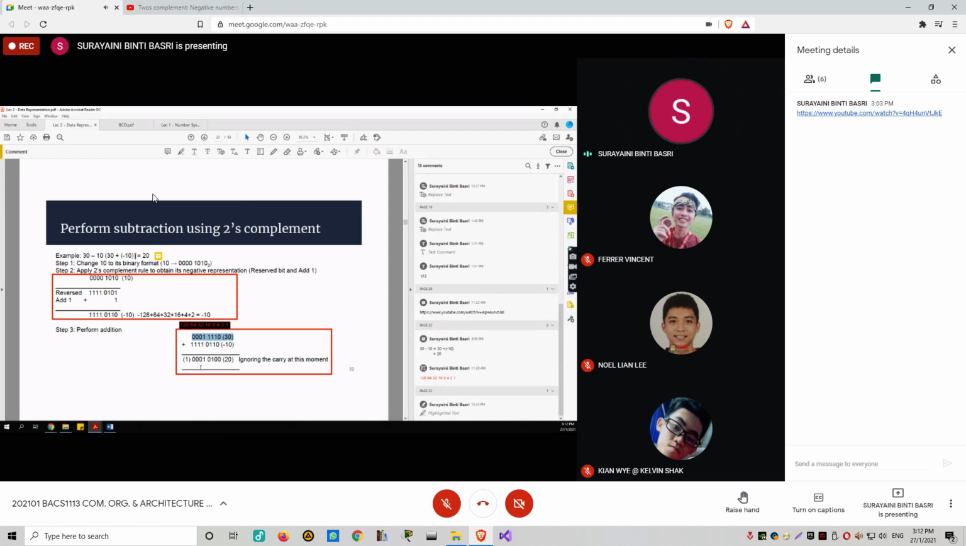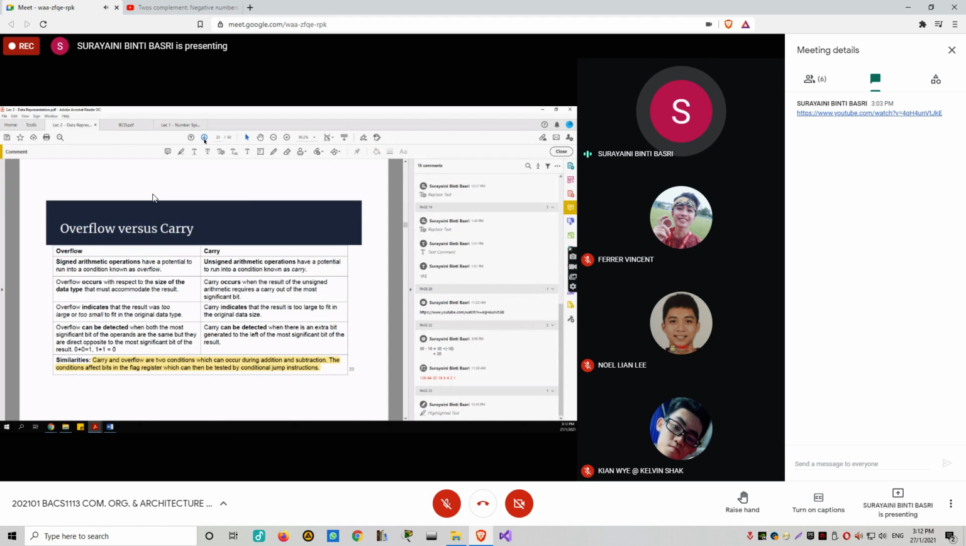But in this way, after we add, we will get this one. But this number, the MSB, will be ignored, because we only need 8 bits of number. So after you add, you will get this one, which is 20. So can this one be understood? Can. Okay.